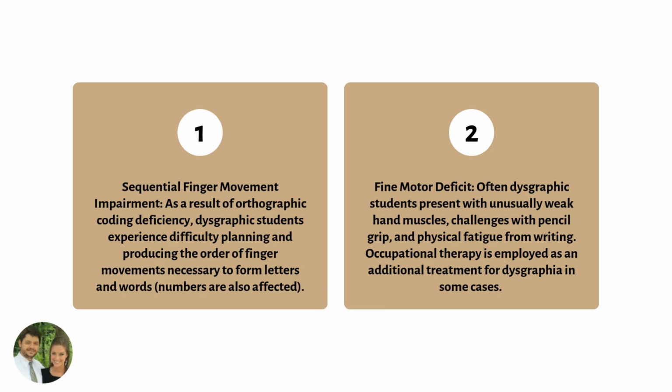Two additional areas are implicated in dysgraphia as well. These include sequential finger movement impairment and fine motor deficit. Dysgraphic students struggle with the planning and execution of the proper order of finger movements necessary to produce letters and words. Additionally, dysgraphic students often present with fine motor issues, resulting in weak hand muscles, incorrect pencil grip, and physical fatigue from writing. Occupational therapy is an excellent additional adjunct intervention to address the fine motor deficits dysgraphic students experience.